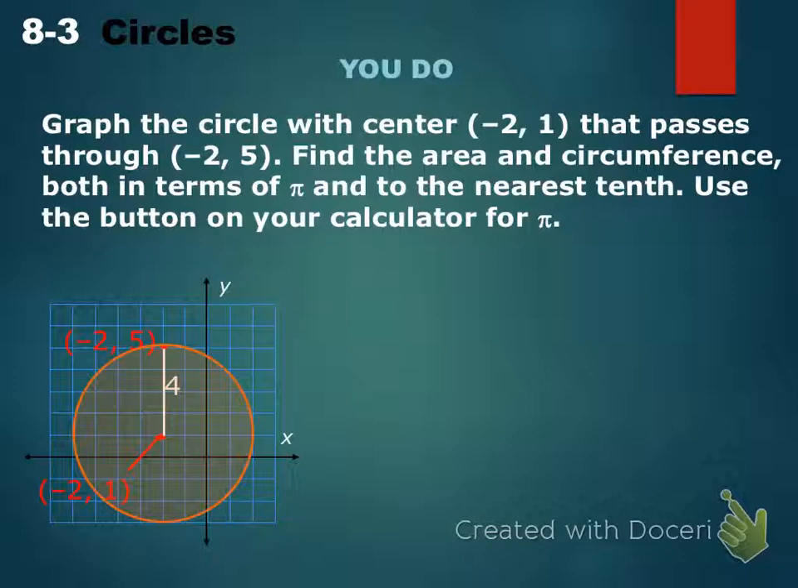So using the formula, A equals pi r squared, the area equals pi r squared, and the circumference equals pi times the diameter, find out what the area and circumference is of the circle. When you are done, bring your paper up for me to check.